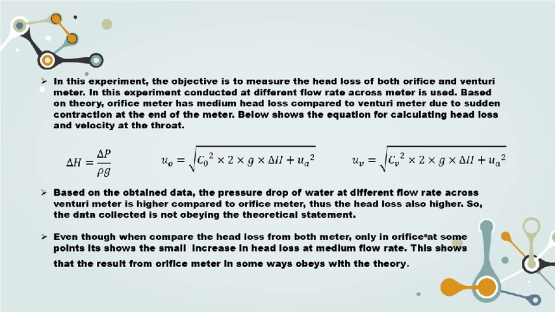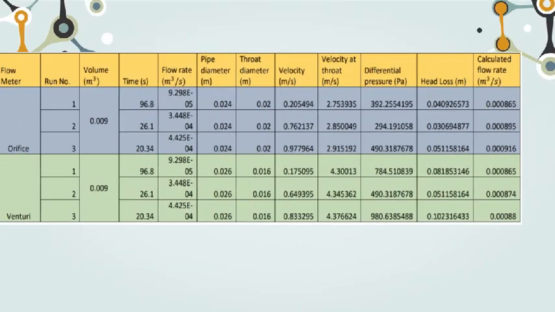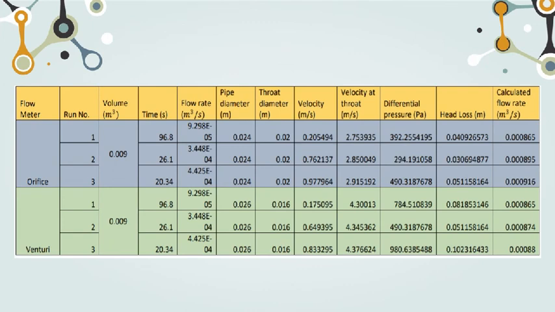So this means that the data collected from the experiment does not obey the theoretical statement. Even so, when we compare the head loss of both meters, at some points only the orifice meter shows a small increase in the head loss at the medium flow rate. This shows that the result from the orifice meter in some ways obeys the theory. So these are the data we obtained from experiment D.